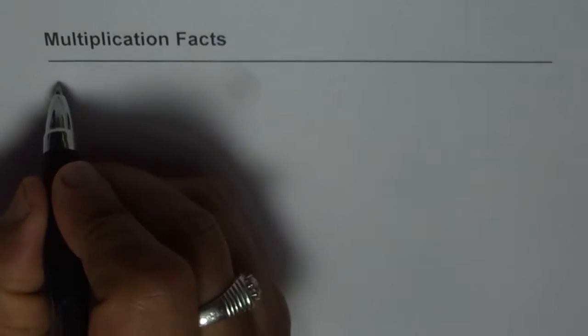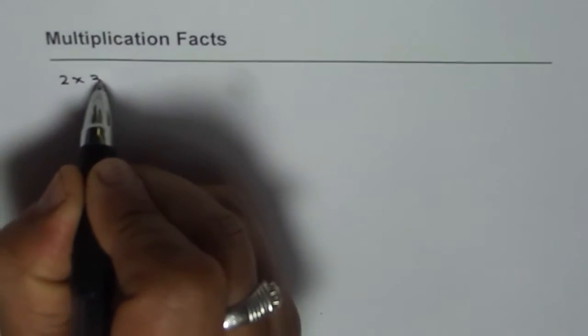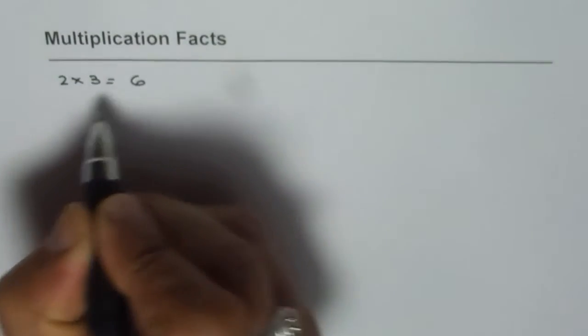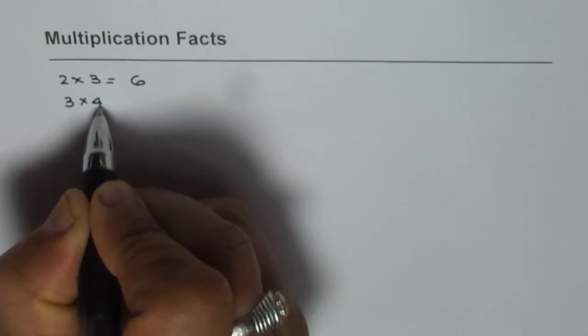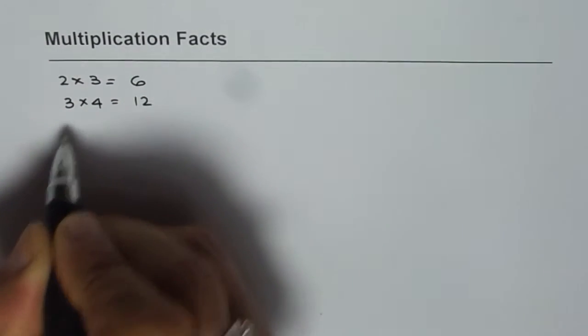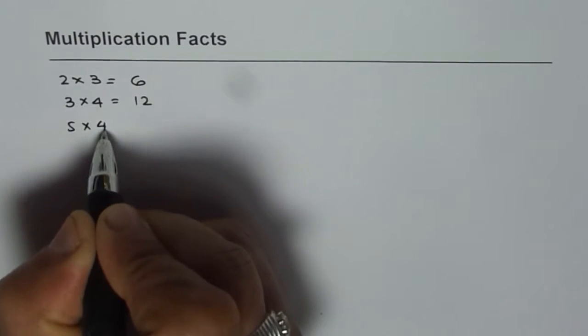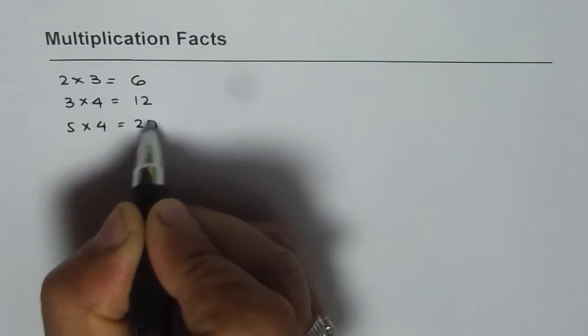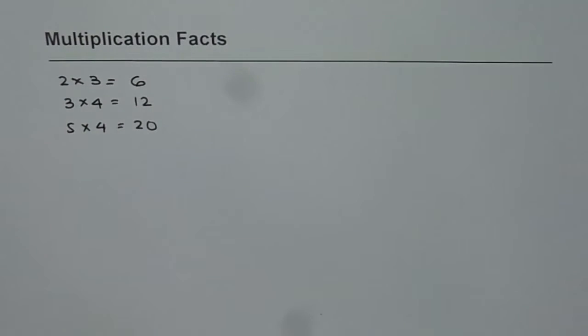Let us try and multiply a few numbers. So what is 2 times 3 equal to? 2 times 3 is 6. How about 3 times 4? 3 times 4 is 12. And how about 5 times 4? 20. Now what do you observe from here?